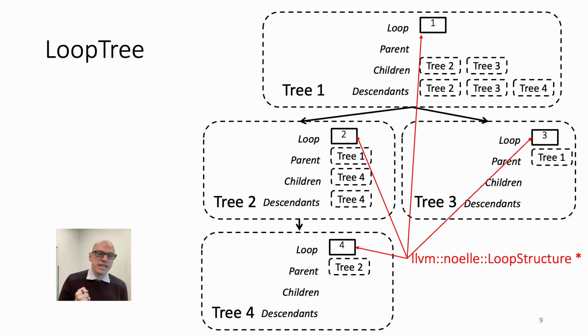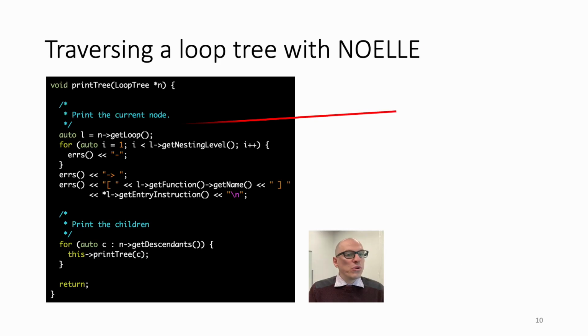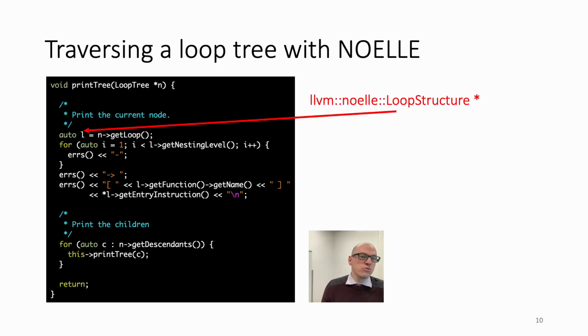So when you have an instance of the abstraction LoopTree generated by NOELLE, this is what you have in memory. You have a tree of trees with all of these fields. What can you do with a tree? Well, you can take from a LoopTree the instance of the loop structure of the loop that composes the root of that tree by invoking the method getLoop. And you also have other methods like getDescendants and getChildren to fetch the subtrees, or the subtrees of the subtrees, etc., of that tree, following the concepts we saw in the previous slide.